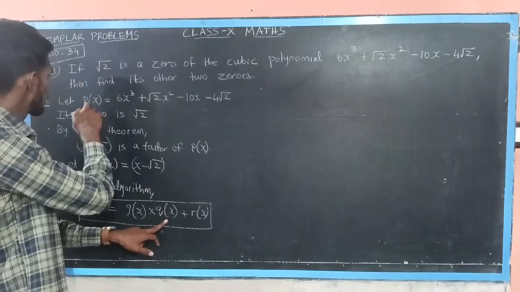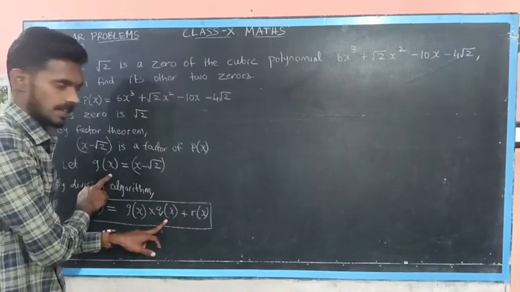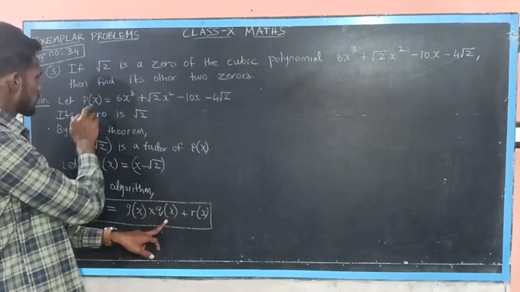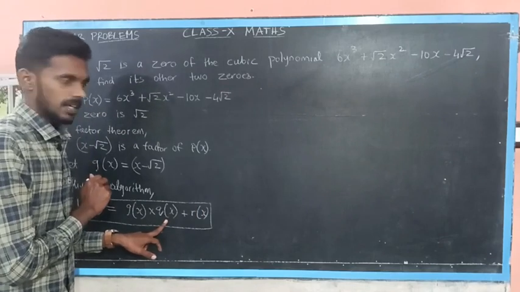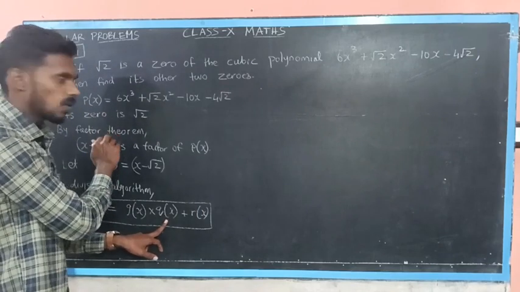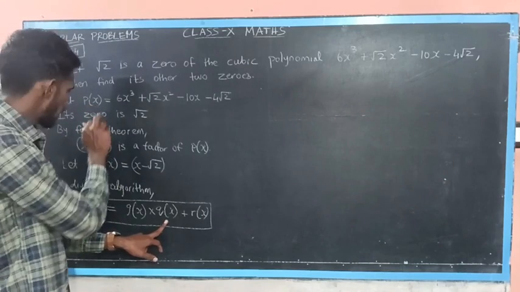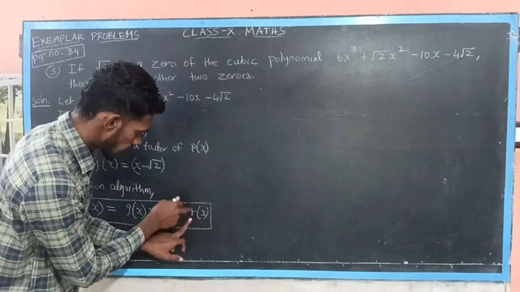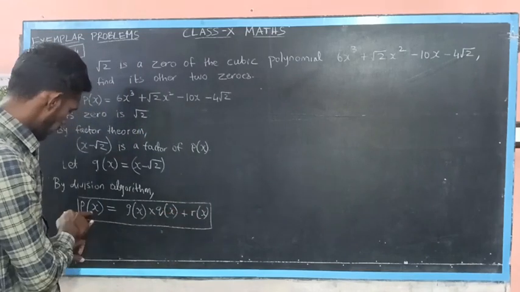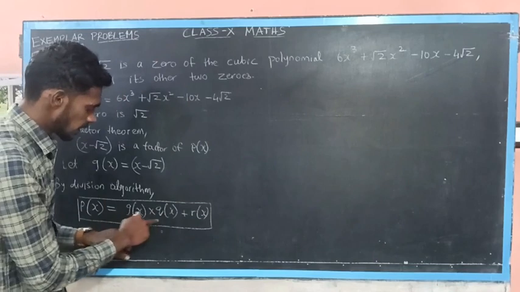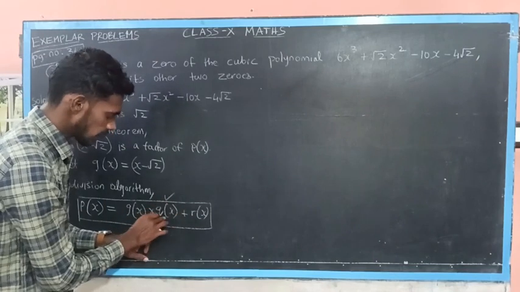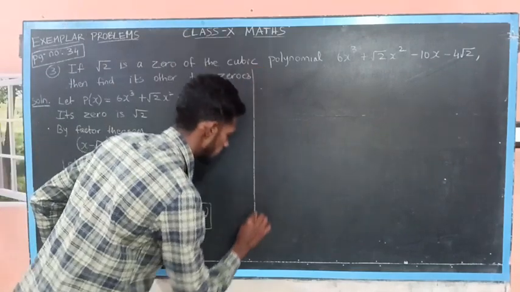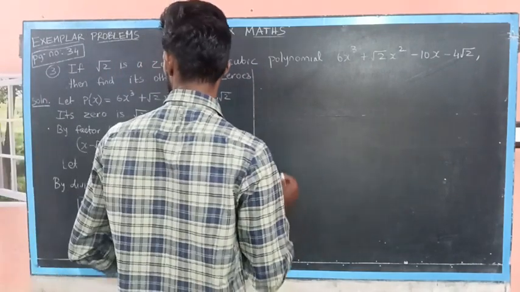If we divide p of x by g of x, definitely the remainder will be 0 because g of x is a factor of p of x. So we know the value of the remainder, it is 0. Then we know the values of p of x and g of x. Now we are going to find q of x, that is the quotient polynomial.